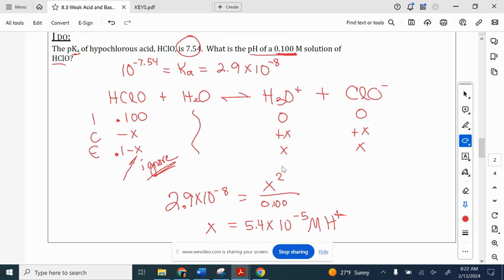Have we answered the question at this point? What have they asked? pH. So I need to take this value and I need to do one more thing with it. What do I need to do? Take the negative log. So if I take the negative log of this, my pH then is going to equal 4.27.